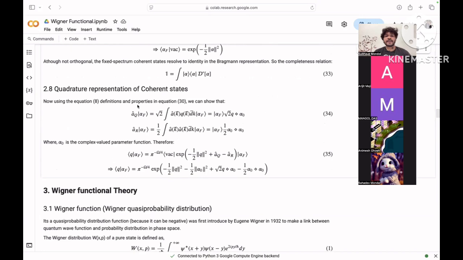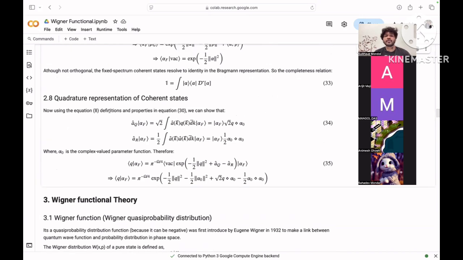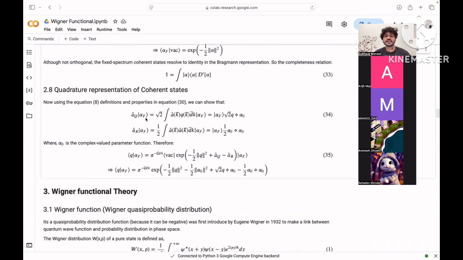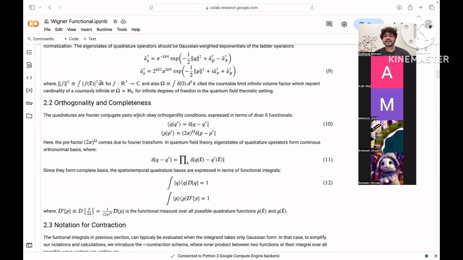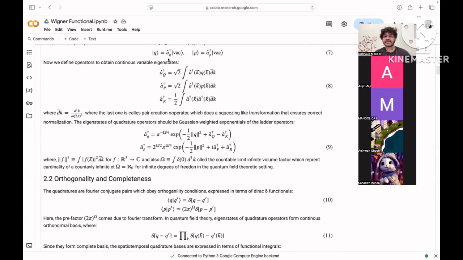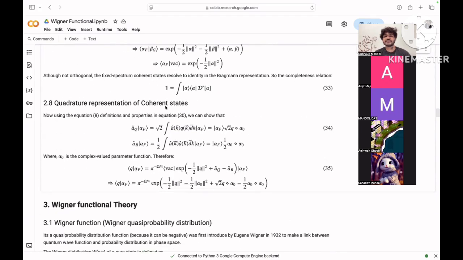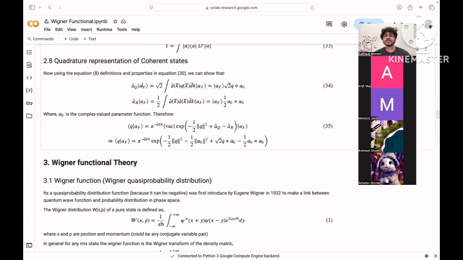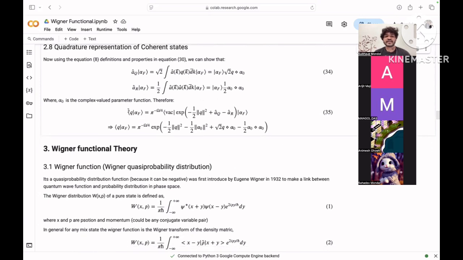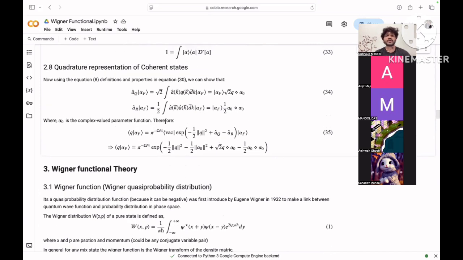And finally, we see that the quadrature representation of the coherent state can be written like this. This comes from the equation we have defined earlier, like in here. We have defined A_Q, A_P, and A_R, and we want to see what their actions on the coherent states are. We have acted with the A_Q and the A_R operators on the coherent states, and we have got the results like this. And we have taken the inner product between the coherent state and the Q state, and we have got this result, where alpha_0 is the complex valued parameter function, and these results will be handy in the later part of our discussion.